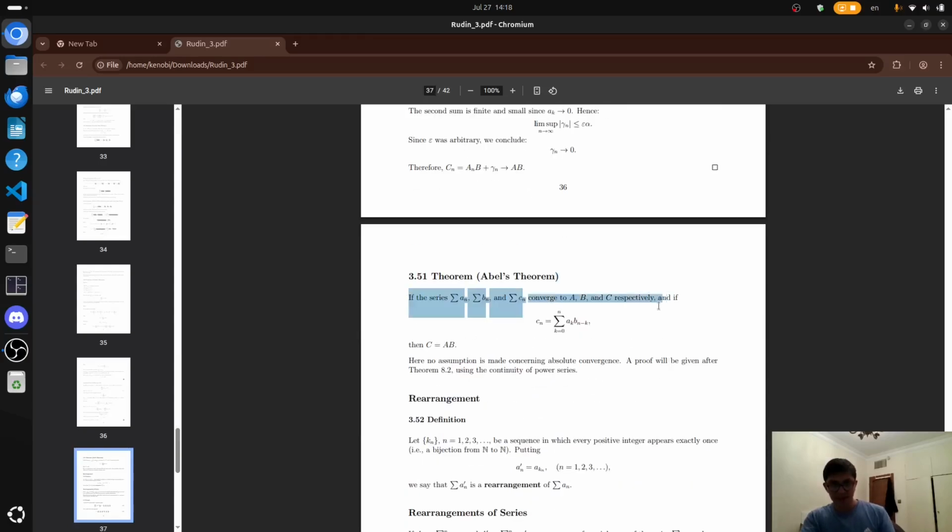And we have Abel's theorem, which is very similar. It's proved in later chapters of the book completely, but it's a very similar result if you read it.